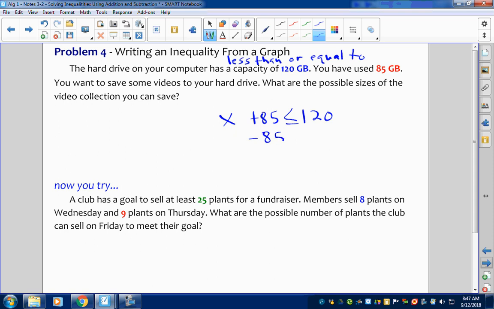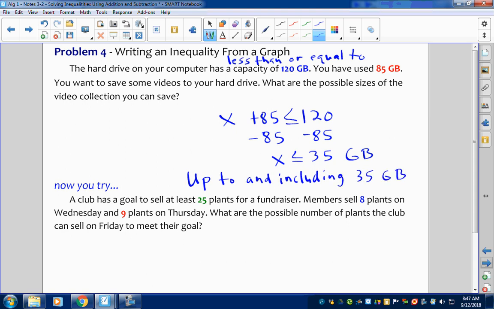When we solve it, we subtract 85 from each side. So we get x is less than or equal to 35 gigabytes. So we could have anywhere from, it has to be bigger than 0 gigabytes, but anywhere up to and including 35 gigabytes. Otherwise, it's going to tell you that you just don't have room. So possible sizes of video collection would be up to and including 35 gigabytes.